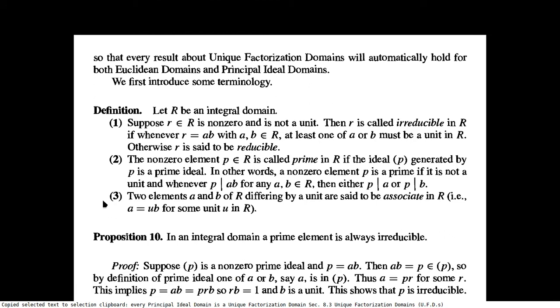So if you have an integral domain and you take a non-unit element r from R, then r is irreducible in the integral domain whenever r is written as a product of two elements, a and b, then at least a must be a unit in R, or b must be a unit in R. The thing is, r is not a unit, so if you can write r as a product of two elements, then both of them cannot be non-units. Otherwise, your element r is reducible, and this is important.